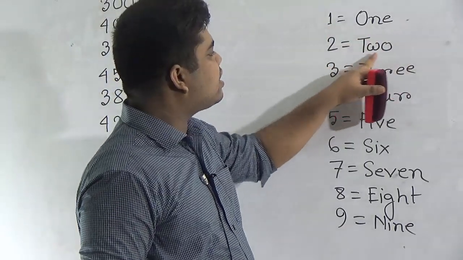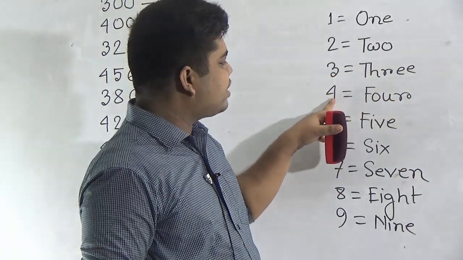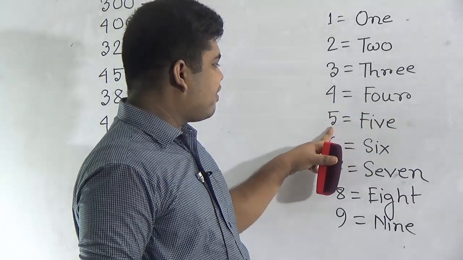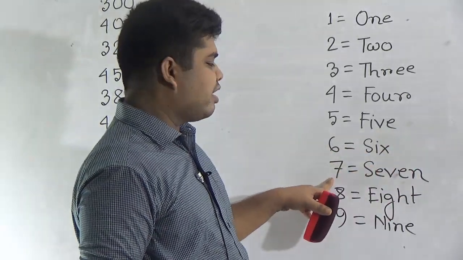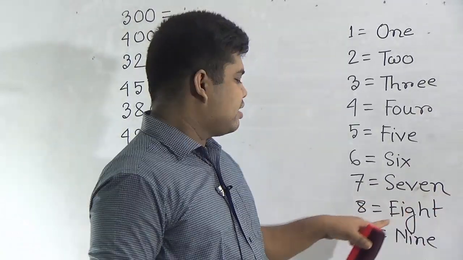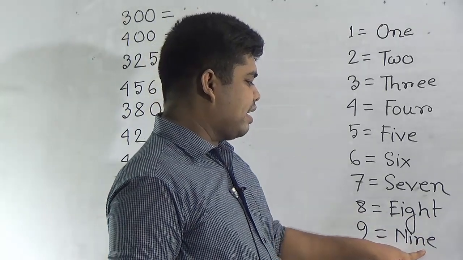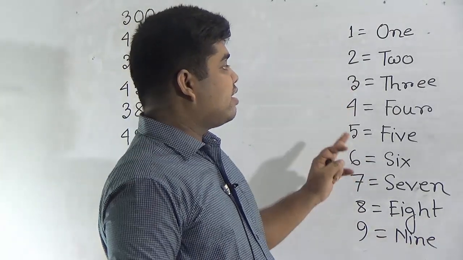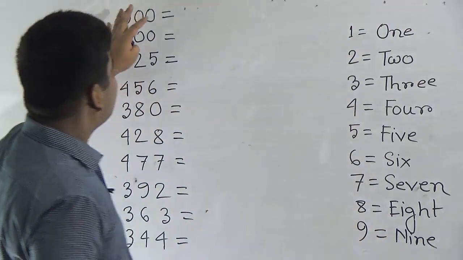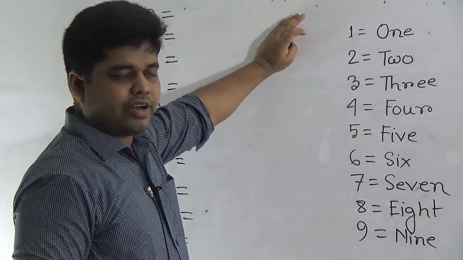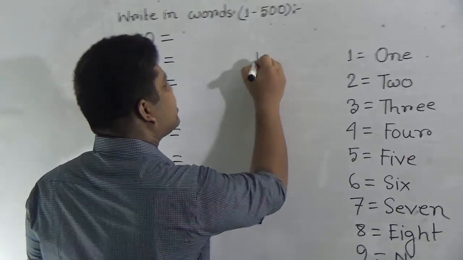The spelling of 1 is O-N-E. The spelling of 2 is T-W-O. The spelling of 3 is T-H-R-E-E. The spelling of 4 is F-O-U-R. The spelling of 5 is F-I-V-E. The spelling of 6 is S-I-X. The spelling of 7 is S-E-V-E-N. The spelling of 8 is E-I-G-H-T. The spelling of 9 is N-I-N-E. Students, you have to memorize this very carefully because we need this when we write in words from 1 to 500.